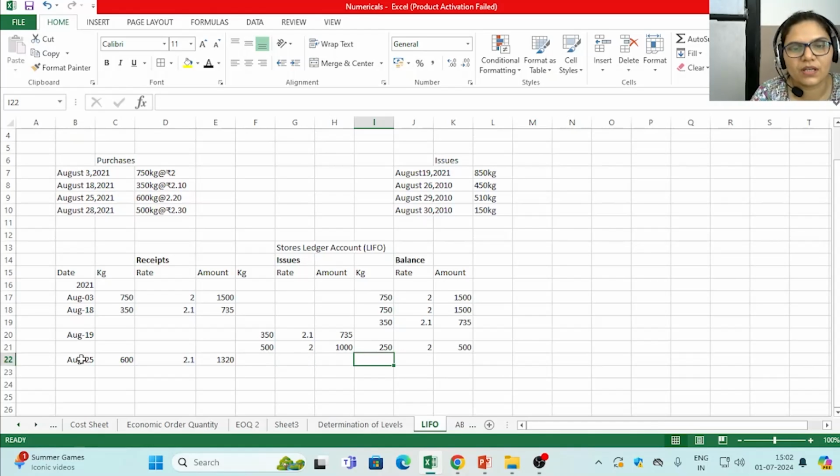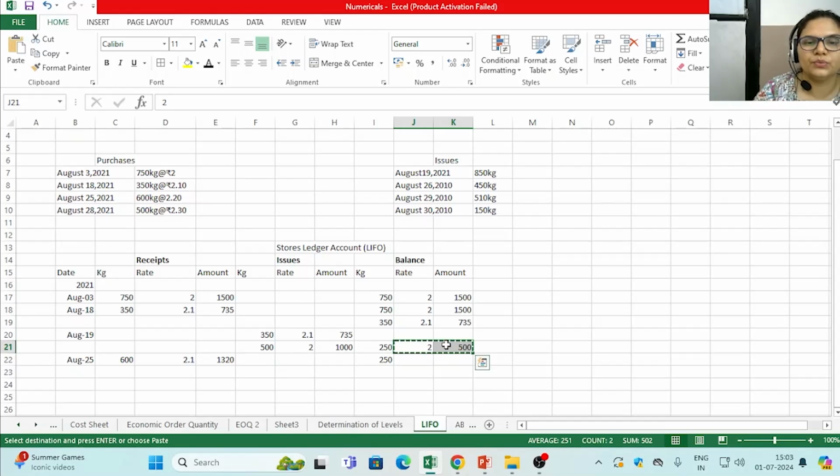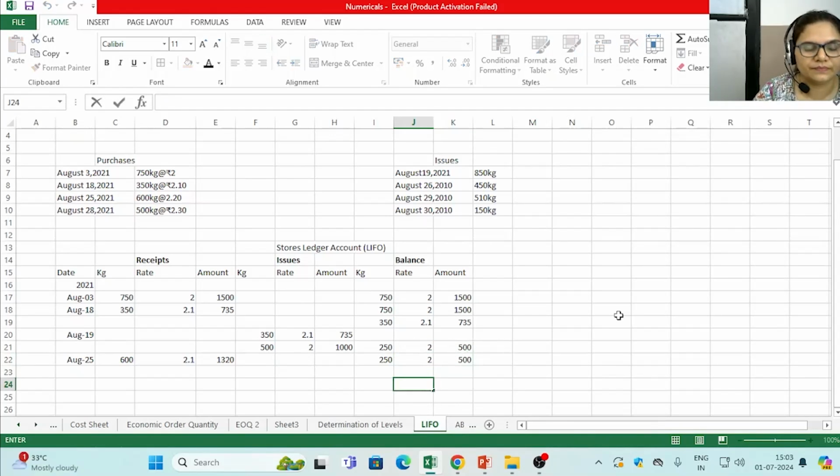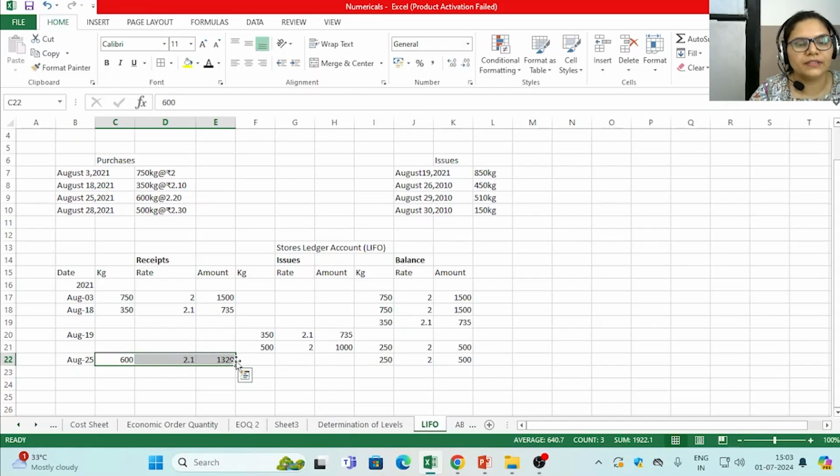Now, as we have discussed, when we are copying the quantity, rate and amount in balance, first we will deal with the previous balance, that is 250, which was there on August 19. First we will carry forward this balance at the rate of rupees 2 and the amount is 500. And then we will carry forward this new balance.